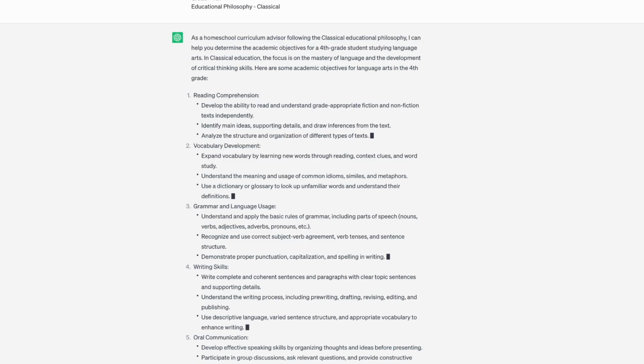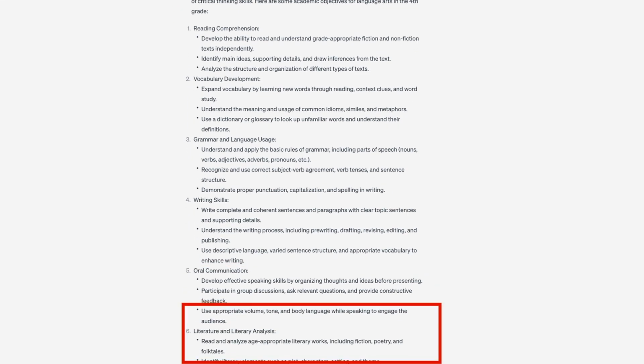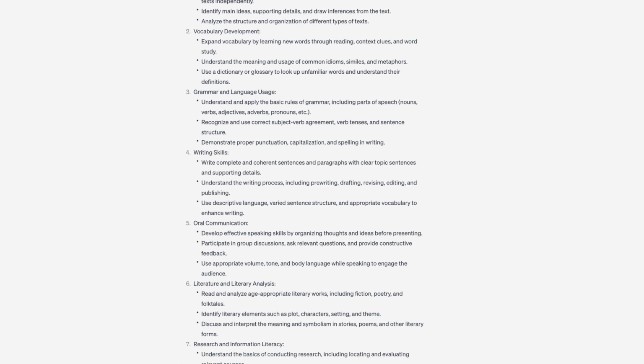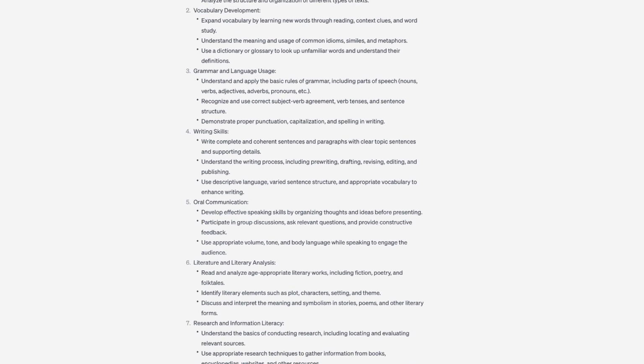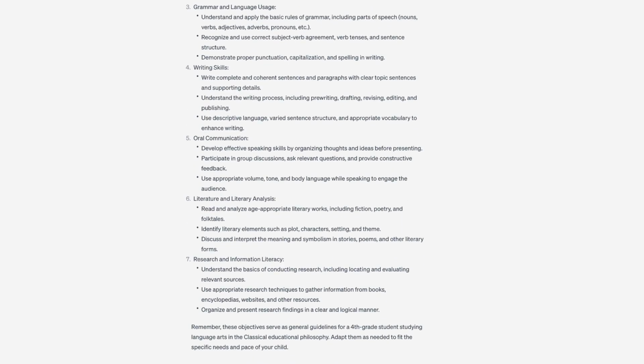Again, we talk about oral communication, literature and literary analysis. Classical education does rely a lot on literature. Research and information literacy. So we see here a few extra things from the original prompt that I used.